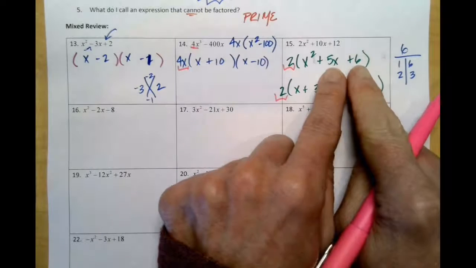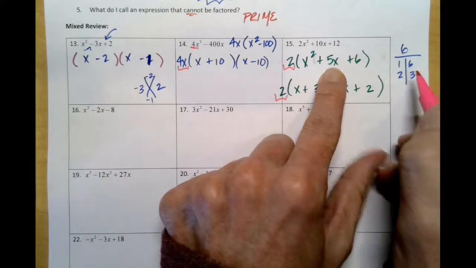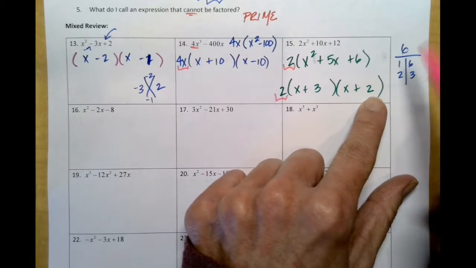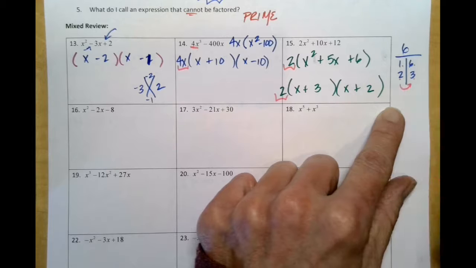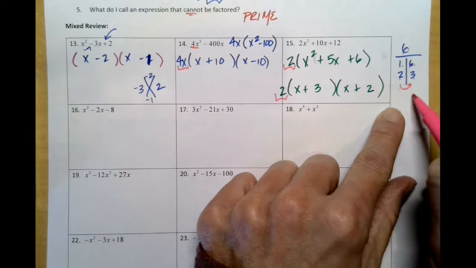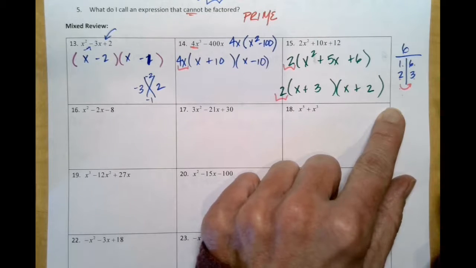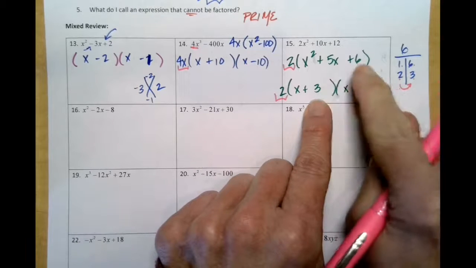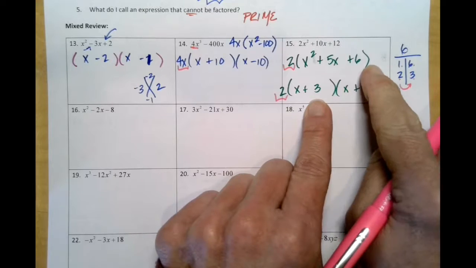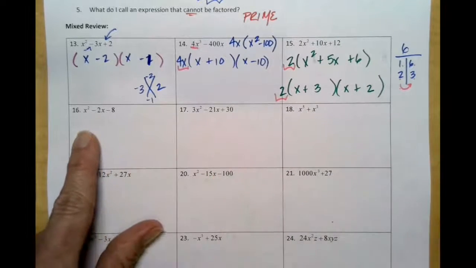Now, when I look at 6, it might help you to make a factor table. The factors of 6 are 1 and 6 and 2 and 3. Now, at this point, it turns around. I could write 3 and 2 and 6 and 1, but the commutative property tells me I don't have to bother. Two numbers that add to 5 and multiply to 6. There we go.